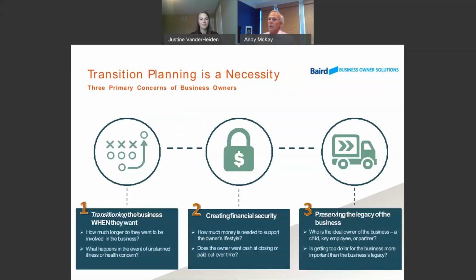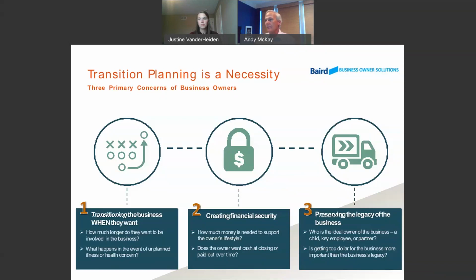So there are really, we think, three primary concerns of business owners, and that is really transitioning on their timeline. So you have to face the fundamental question, how much longer do you want to be involved in the business? What happens in the event of some unplanned illness or health concern? Second big issue is creating financial security. So if the business is providing and supporting the owner's lifestyle, how much money is needed if you transition out of the business to maintain that lifestyle? And what role does the business owner want to continue after that?